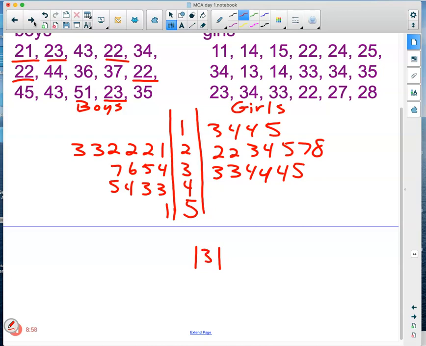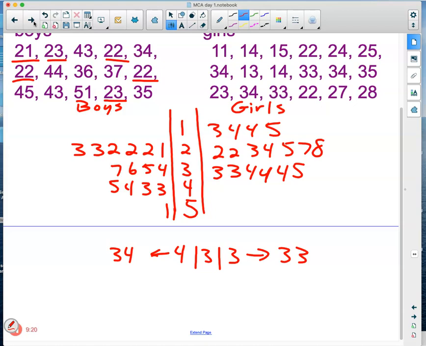I'll go ahead and pick from the 30s, and I'll just do 34 and 33. But we need 2 arrows to let people know that as you read this to the left, that's 34, and as you read this to the right, that would be 33. So like I said, this is a back-to-back stem and leaf plot. They might give you one of those.